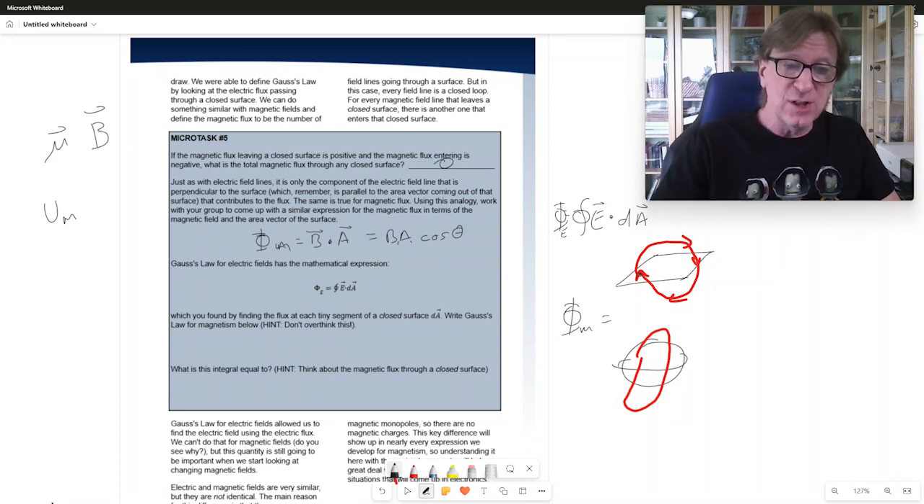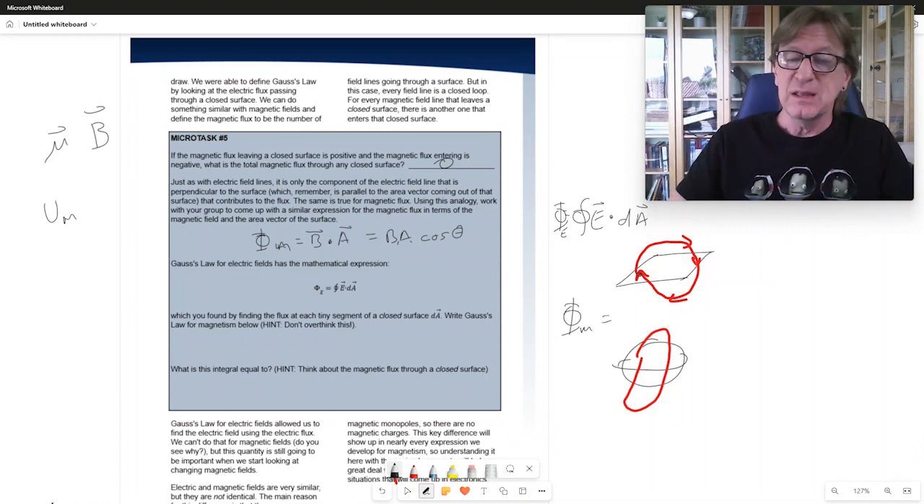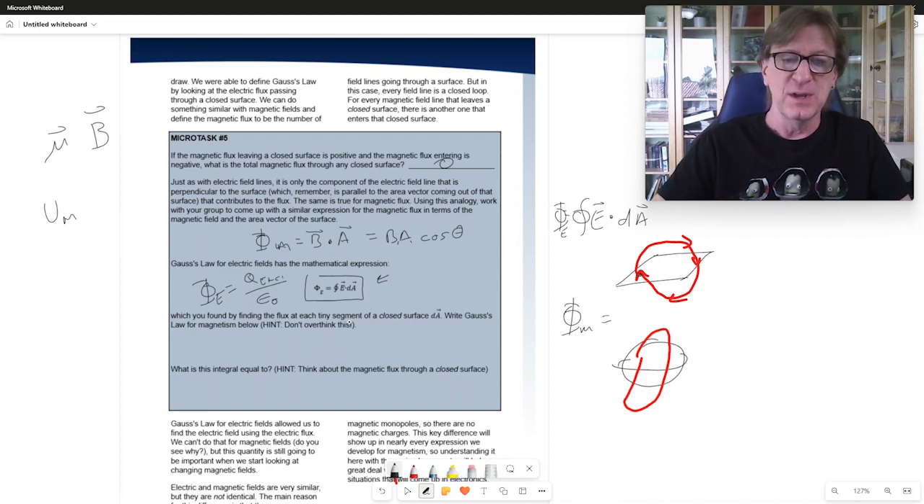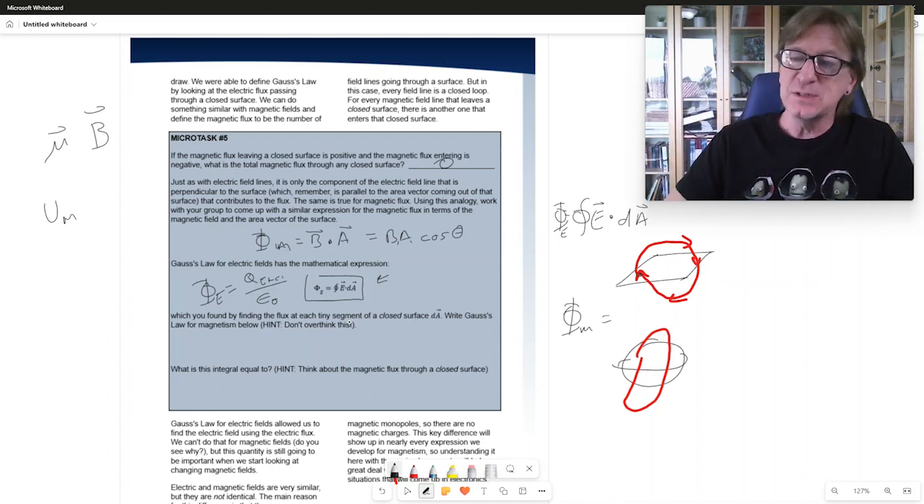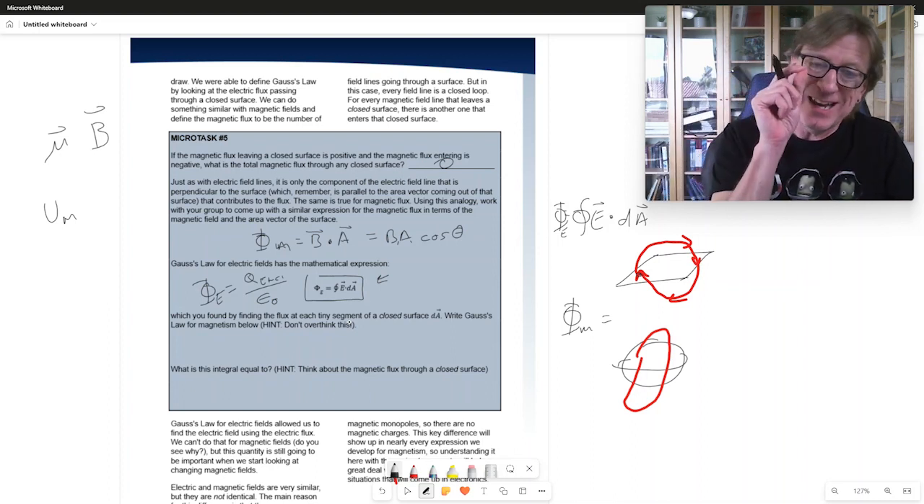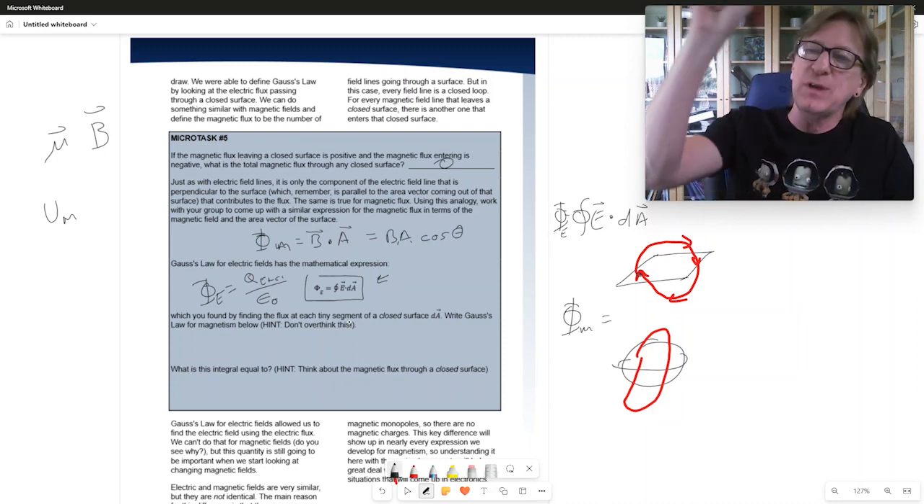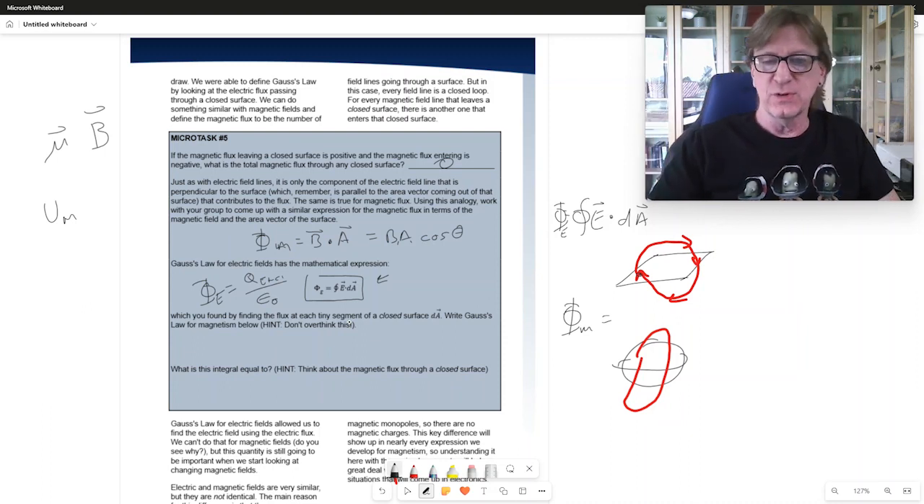So Gauss's law for electric fields uses this definition of electric flux. And this is not Gauss's law, remember. Gauss's law is that the flux is equal to the charge enclosed divided by epsilon naught. So don't get confused. This is actually the definition of the flux that we used in Gauss's law. What we did was find the flux going through one tiny part of that surface, and then integrate over the whole surface.